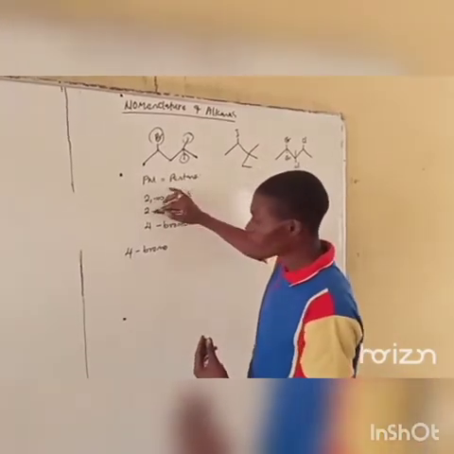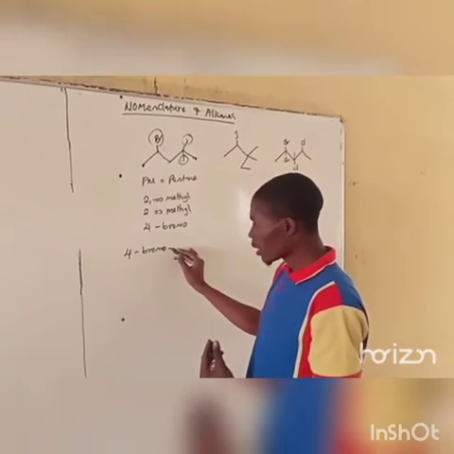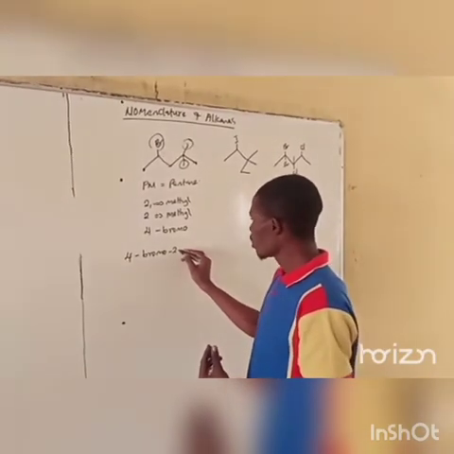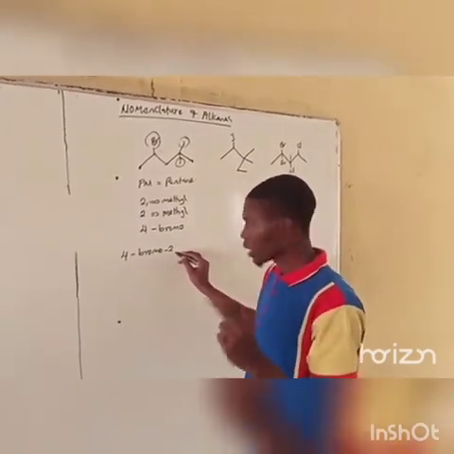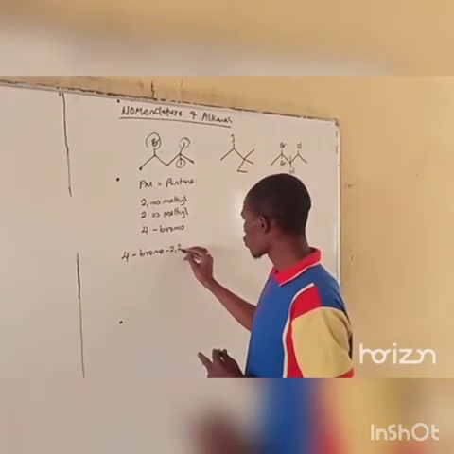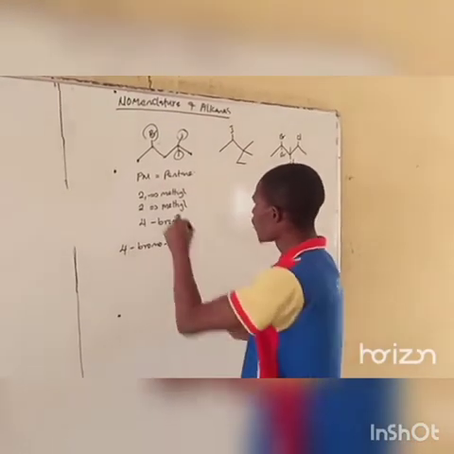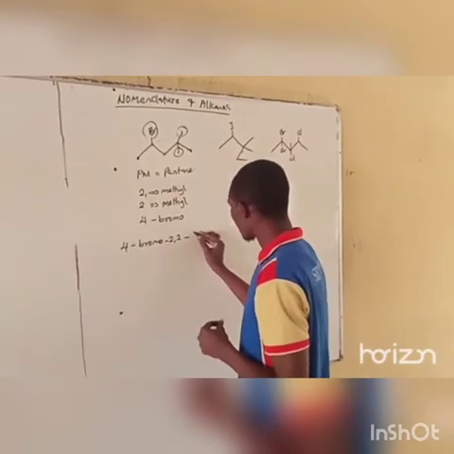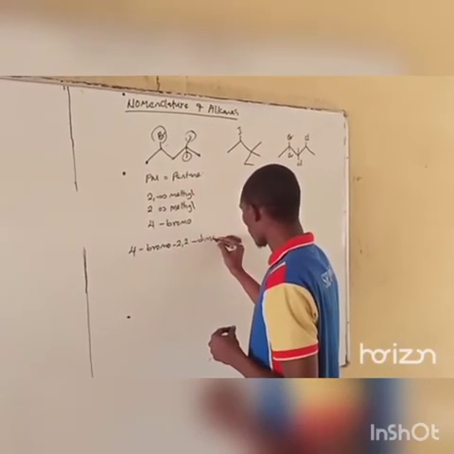Carbon number 2, carbon number 2. So between number and letter, hyphen, 2. Between numbers and numbers, comma, 2, comma, 2. Right? How many methyl? 2. You say di, methyl.